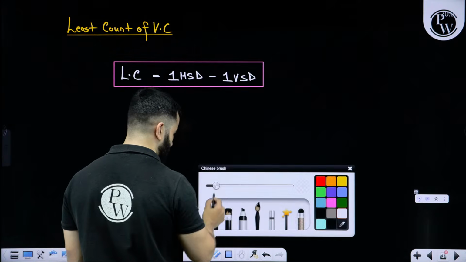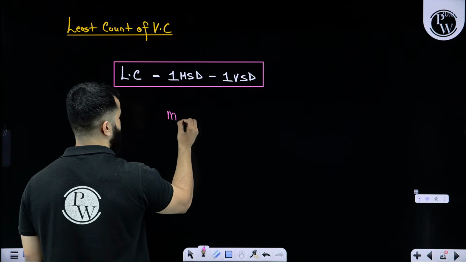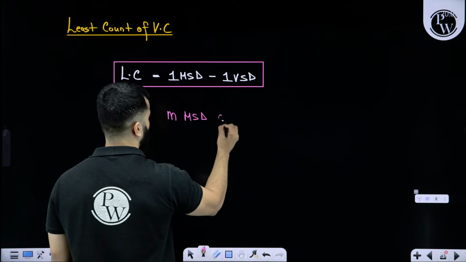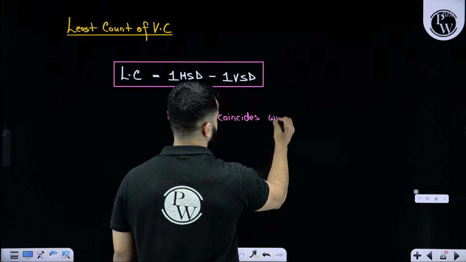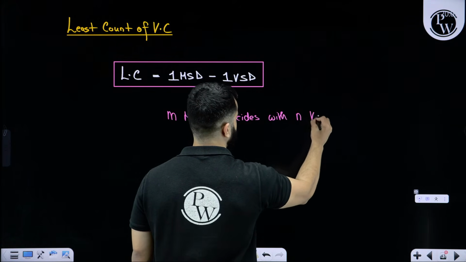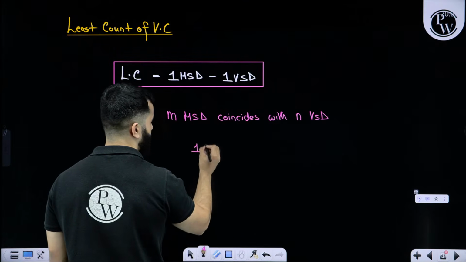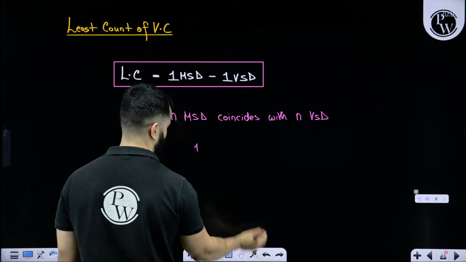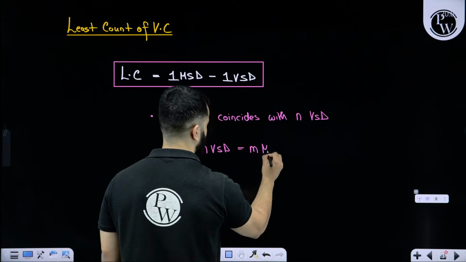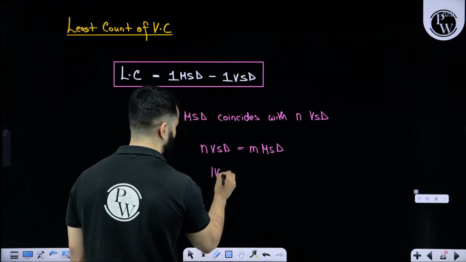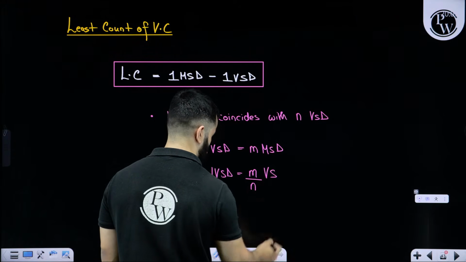And along with this, they are going to give one or two pieces of information, for example, M main scale divisions coincide with N vernier scale divisions. Using this, we can say that N vernier scale divisions is equal to M main scale divisions, which means that 1 vernier scale division will be equal to M divided by N main scale divisions.